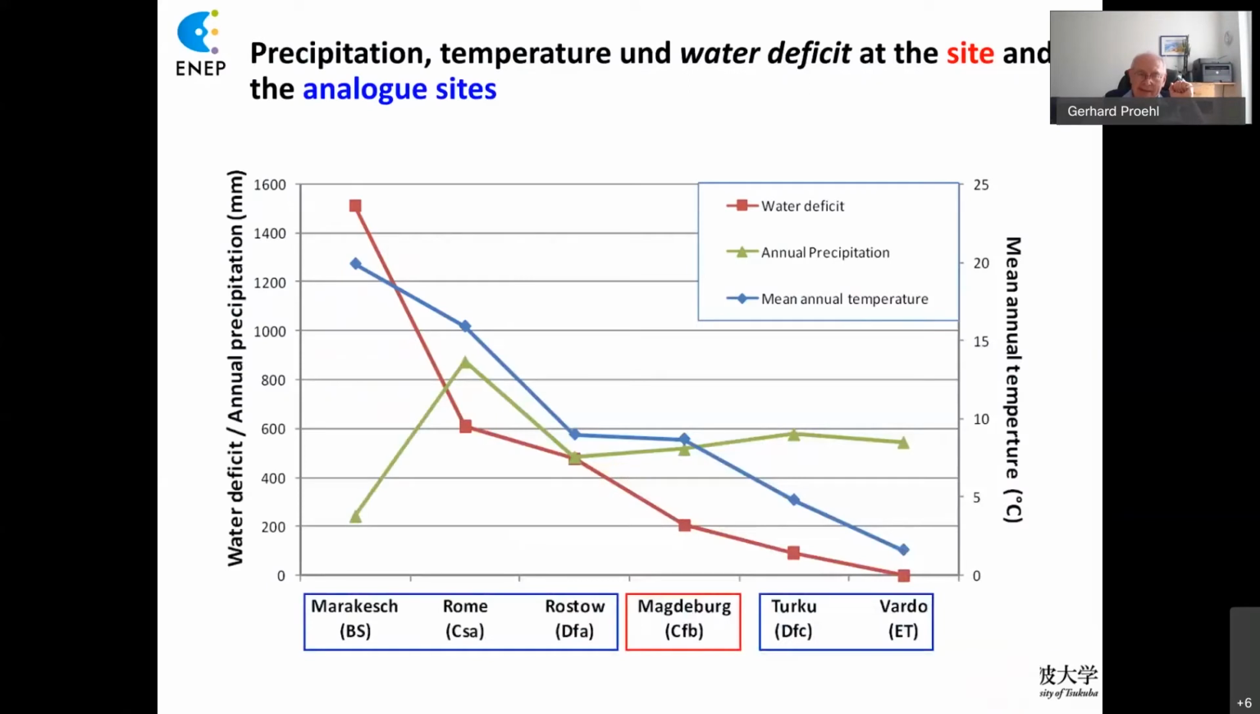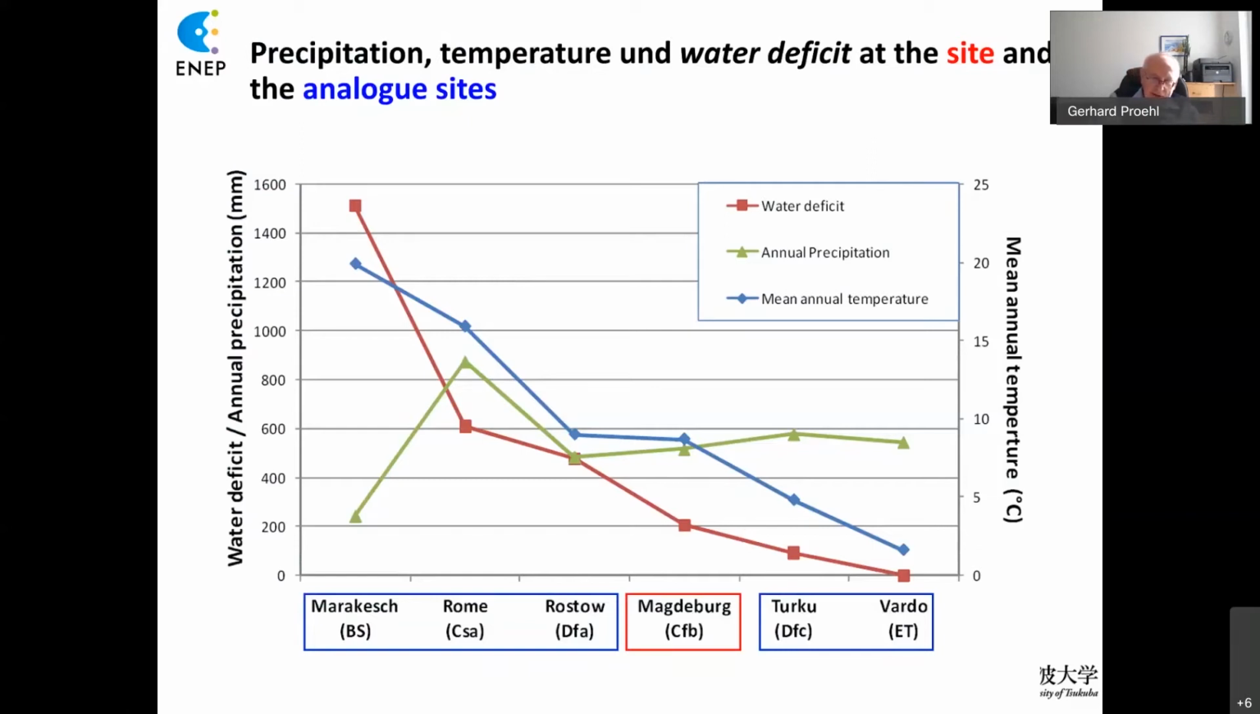And if we apply this, there's an equation described in this report I have shown in the very beginning. There's an equation which determines the water deficit based on these climatic parameters. And here you see a graph: the water deficit, the annual precipitation, and the mean annual temperature.